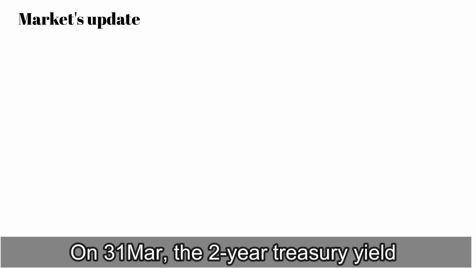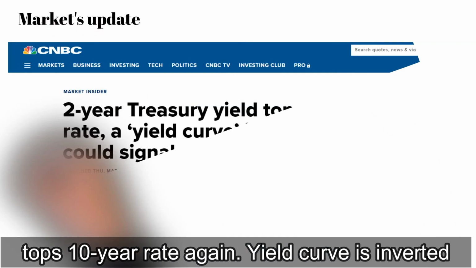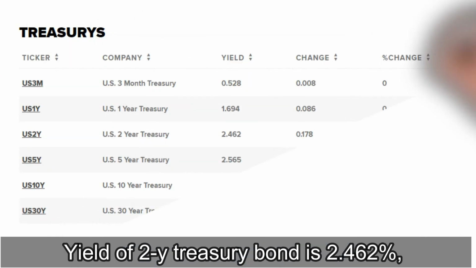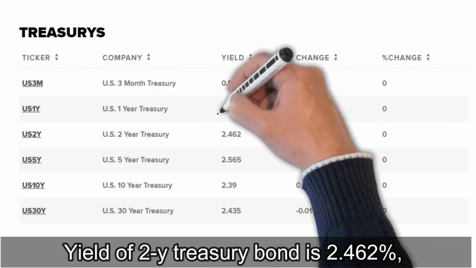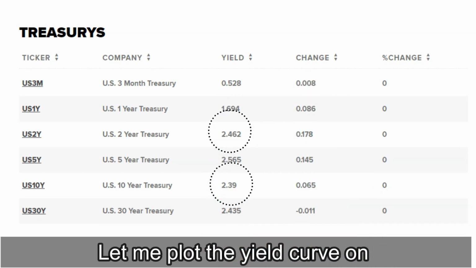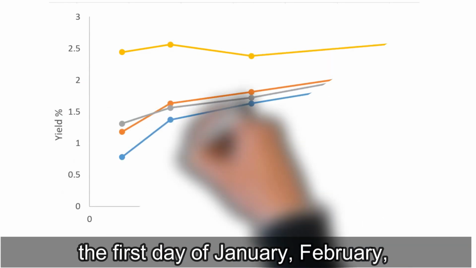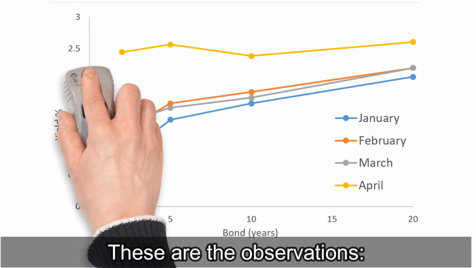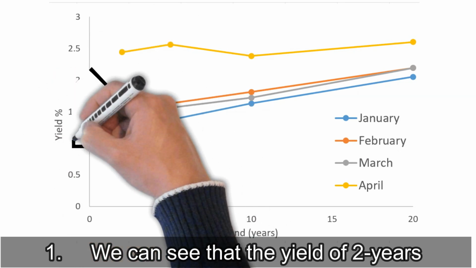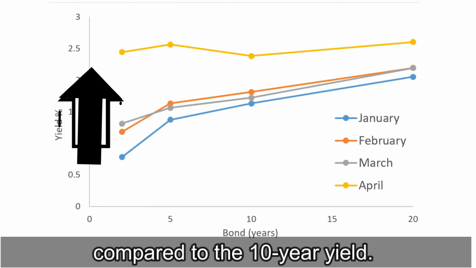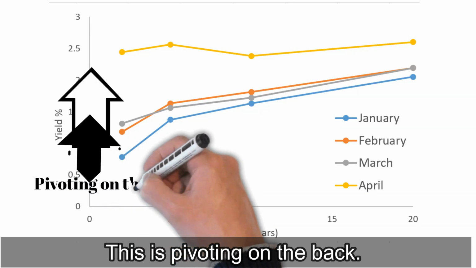On 31st March, the 2-year Treasury yield topped the 10-year rate again. The yield curve is inverted. The yield of the 2-year Treasury bond is 2.462%, while the 10-year Treasury bond is 2.39%. Let me plot the yield curve on the first day of January, February, March, and April 2022. These are the observations. We can see that the yield of the 2-year Treasury bond rises significantly compared to the 10-year yield. This is pivoting on the back.